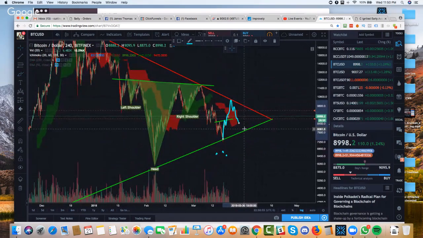Okay, I'll try to buy it as close as I can to this ascending support, or I'll just chill out until it decides what it's going to do. All right, so that's kind of what I see with Bitcoin.